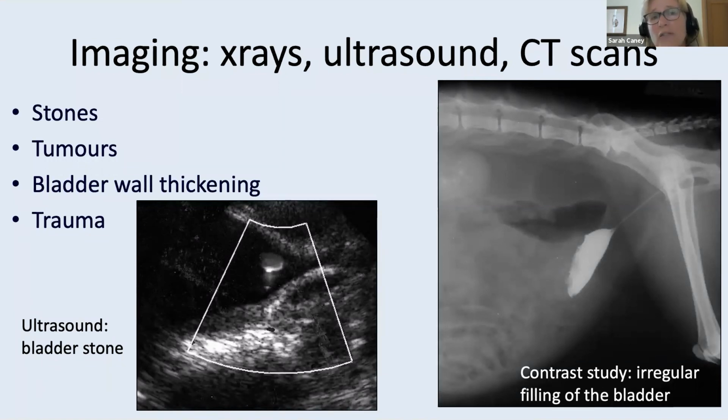And the picture on the right-hand side is an X-ray image which shows a contrast study being done in this cat. And the contrast is an iodine-based contrast which shows up bright white on an X-ray. So you can now see some filling of the bladder, but you can also see the tube going from the bladder towards the pelvis, through the pelvis. That's the cat's urethra showing up on the X-ray.